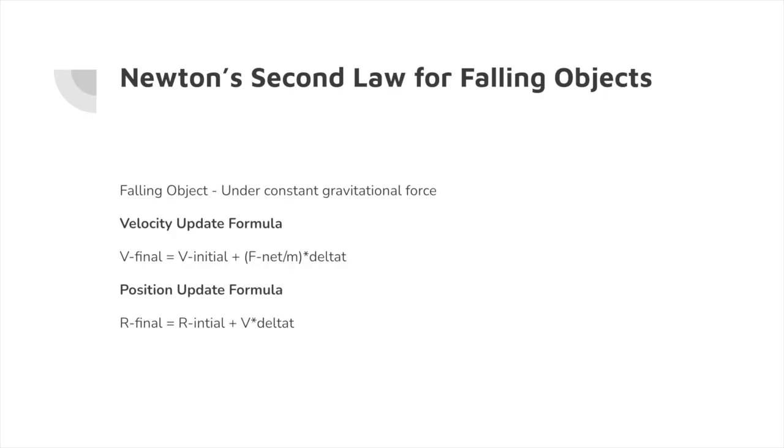So getting into the physics for falling objects means that this object is under constant gravitational force in the downward direction towards Earth. And in this lab, we use the velocity update formula, V final equals V initial plus F net divided by the mass times delta T, and the position update formula, which is R final equals R initial plus V delta T.